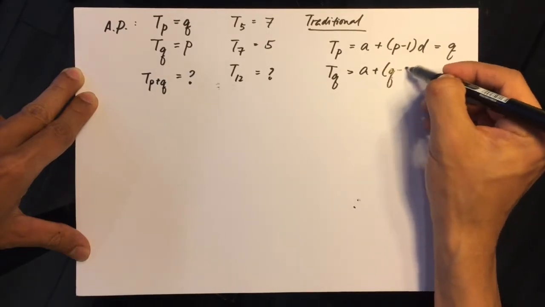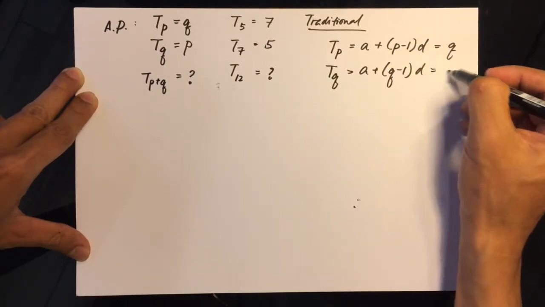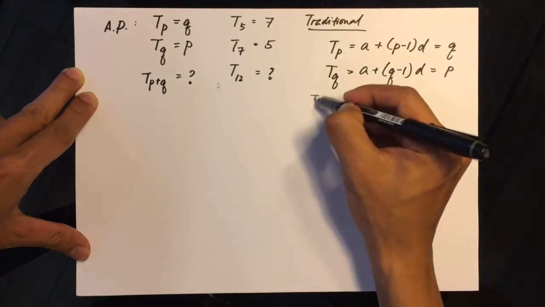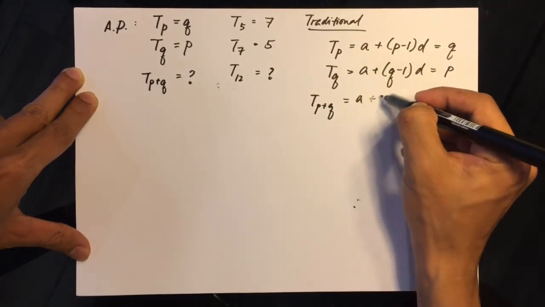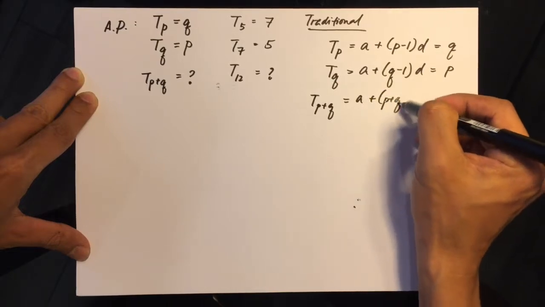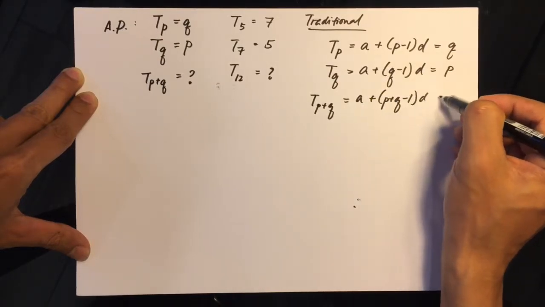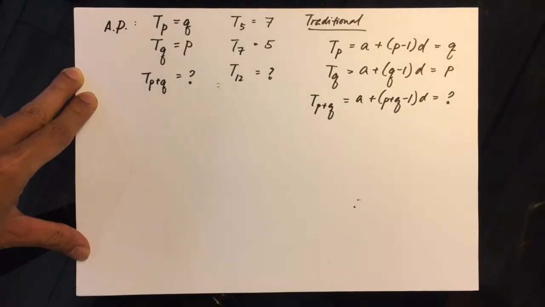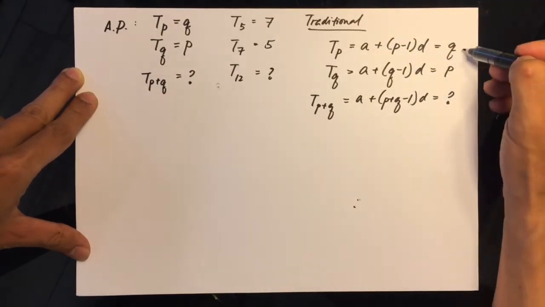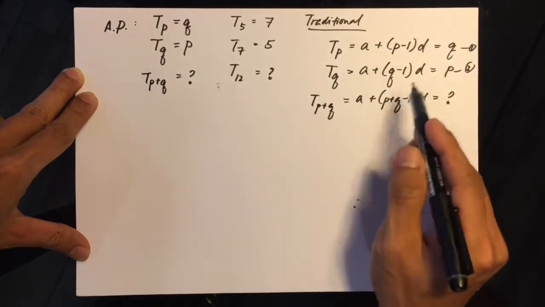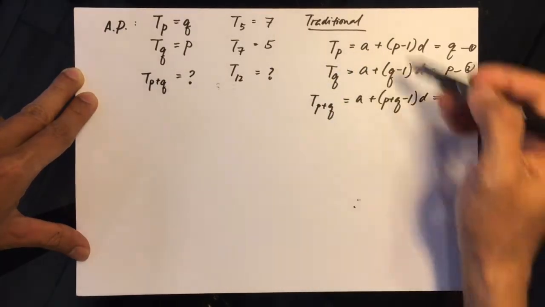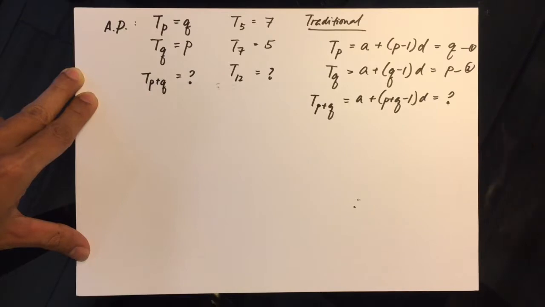And given that the qth term, which is obviously a plus q minus 1 d, is equal to p, how would you solve for the p plus qth term, which is a plus p plus q minus 1 d? Okay, what is that equal to? So obviously you've got two simultaneous equations, you've got two unknowns, a and d. You try and solve it by subtracting and so on. Okay, it might get a little bit hairy.